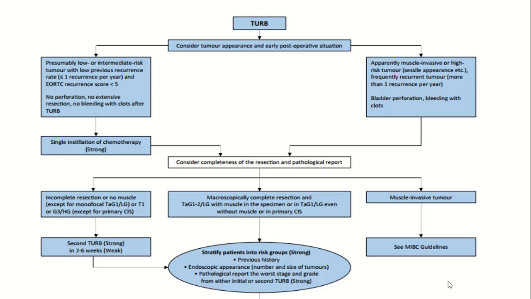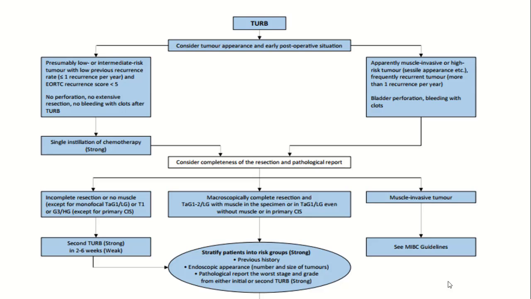This is just a flow chart we are going to discuss in the coming presentation. What we will be going through when we have a patient with non-muscle invasive bladder cancer. First of all, we will do the transurethral resection of bladder tumor. If it is muscle invasive, the whole management will be different. If it is non-muscle invasive, or presumably low or intermediate risk tumor with a low previous recurrence rate, less than 1 recurrence per year, or EORTC recurrence score less than 5, and during TURB there is no perforation, no extensive resection or no bleeding with clots, we will go for the single instillation of chemotherapy.